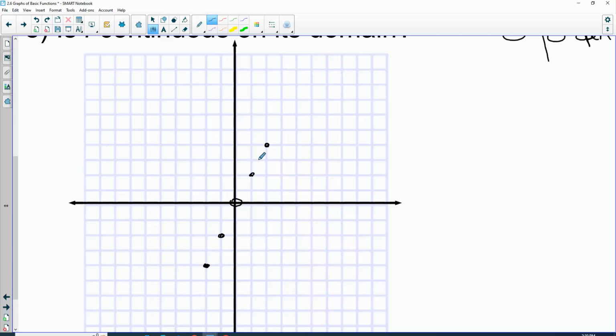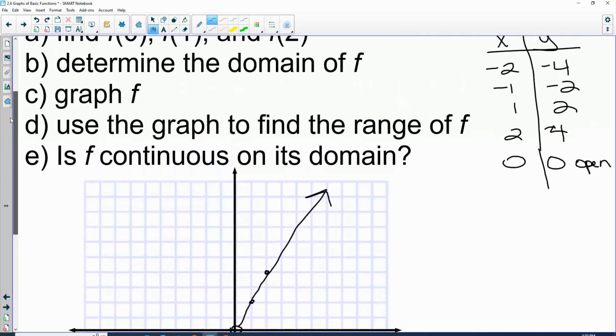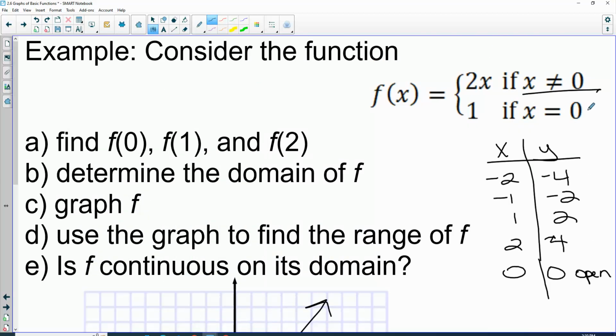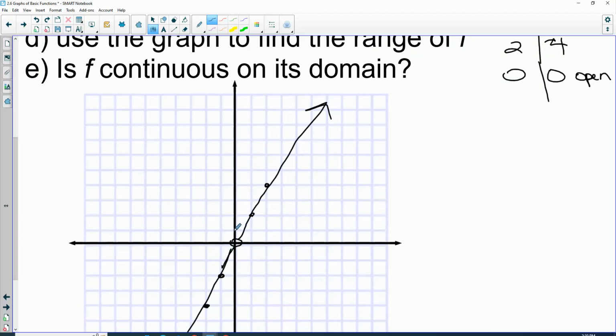So if you recognize that, you didn't really have to do the t-chart. But this is true for everything except 0. That means this extends forever both ways. And then my second rule is 1 if x equals 0. How do we graph that? It's a point. When x is 0, your y is 1. Does this pass the vertical line test? Yeah, you have a line with an open circle and then a point elsewhere.